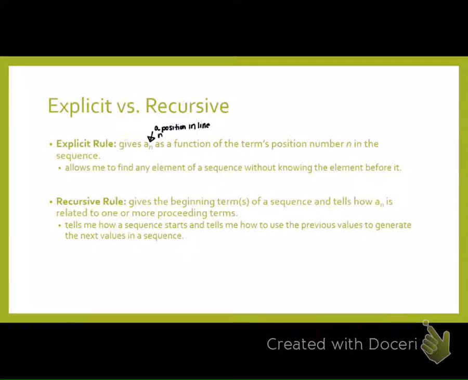N can be substituted for any position in line. So if I want the first position in line, or if I want the second position in line, I would put 2 if it's the second position. Or if I want the 23rd position in line, I could say A sub 23, and that's the 23rd position in line.